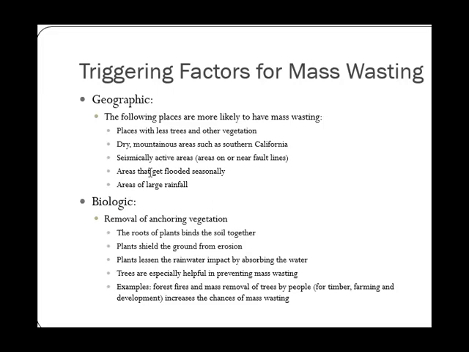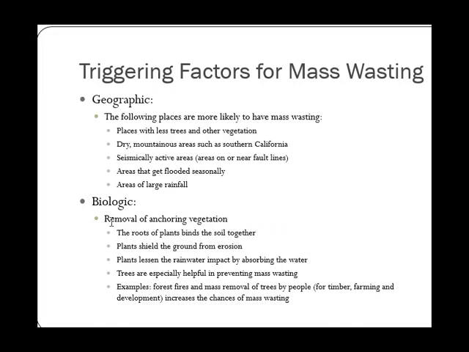They could be geographic or they could be biologic. Biologic means based on life activity, or it could just be on geographic factors, not based on life activity. Geographic factors include things like less trees and other vegetation, which makes it more likely to slide, again, as we discussed before, less stable. Dry mountainous areas, such as Southern California, where I guess there's no inherent reason why that would have mass wasting, but you could have mass wasting there. Seismically active areas, which means there could be earthquakes, areas that get flooded, areas where you have a lot of rainfall. These are all places particularly likely to have mass wasting.